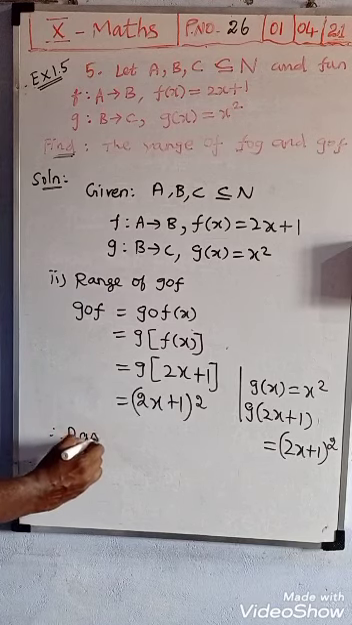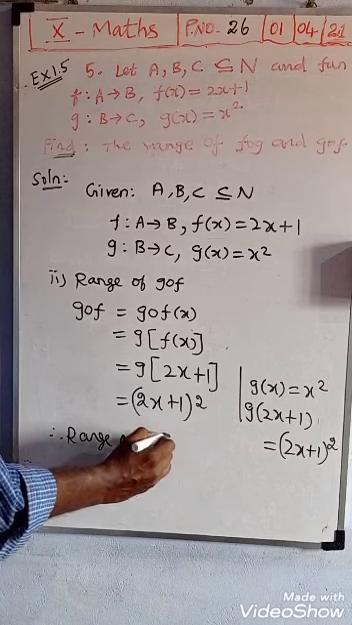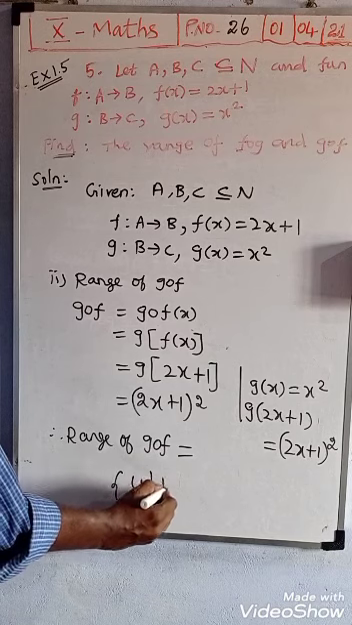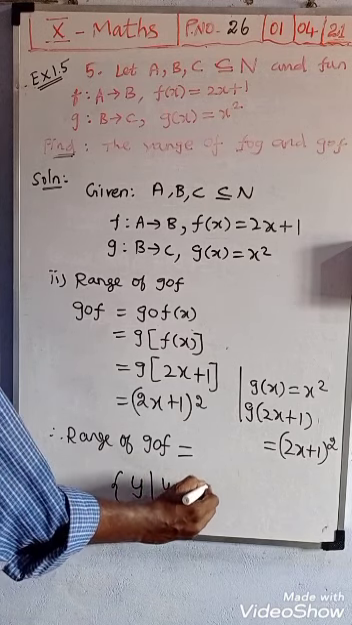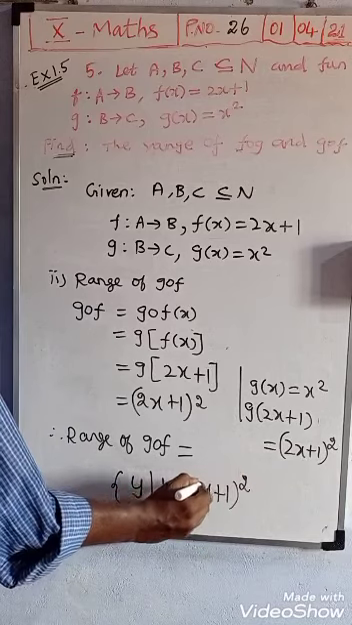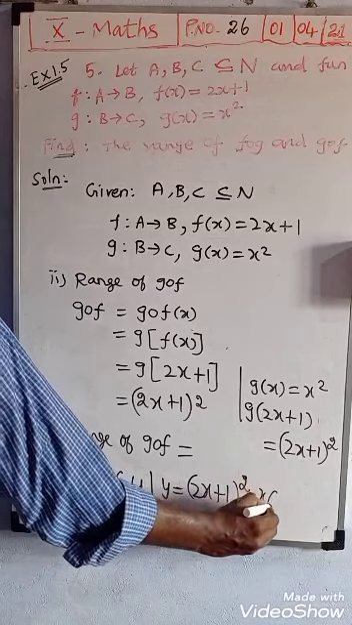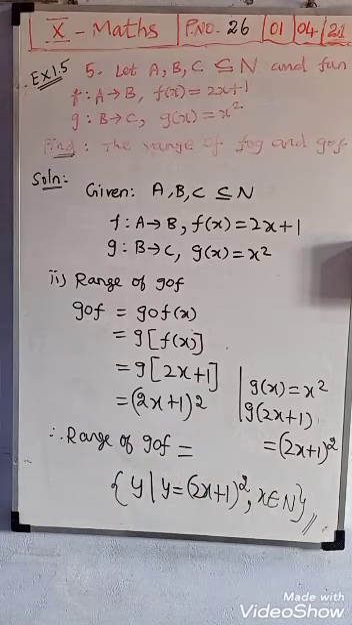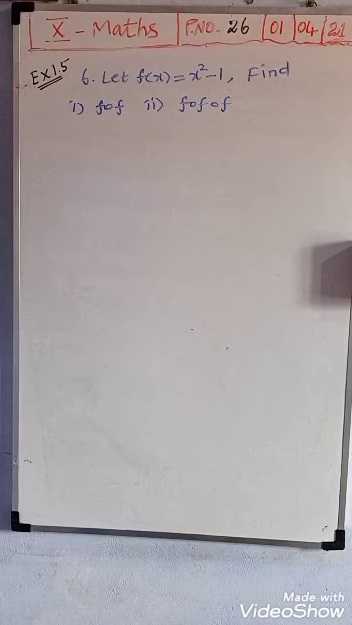Therefore the range of g composition f is equal to, this also you consider as y. So y such that y is equal to (2x plus 1) to the whole square, where x belongs to the natural numbers. This is the range of g composition f. You should write the ranges of f composition g and g composition f in set builder form. That's all.